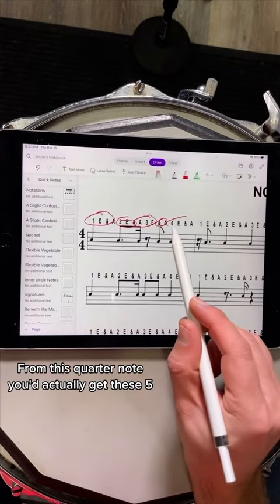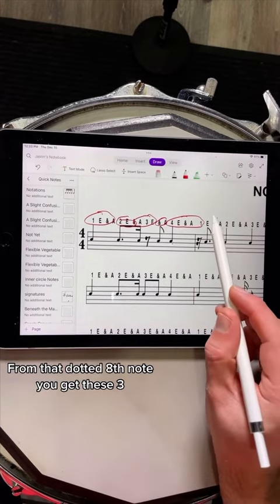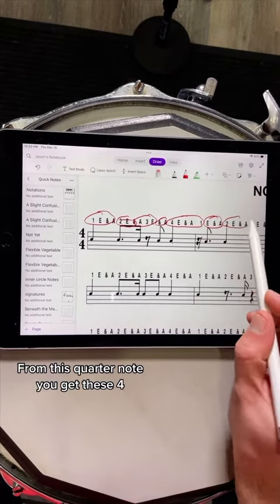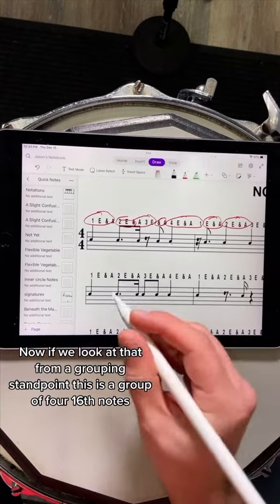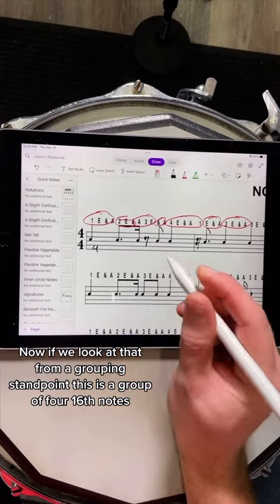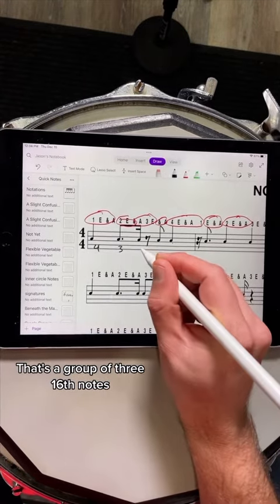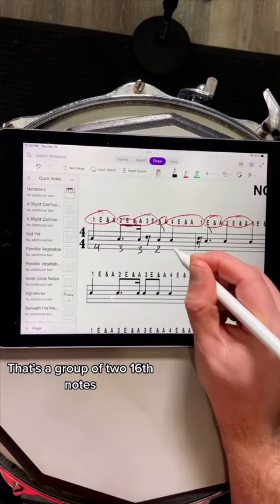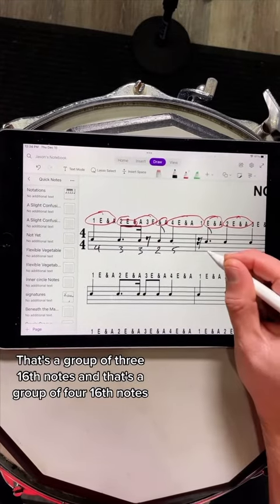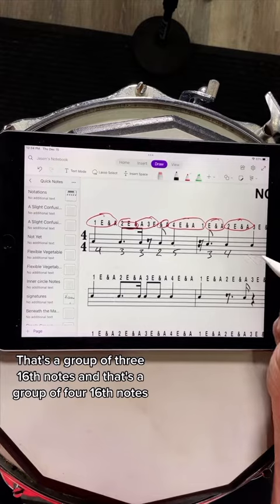From this quarter note, you'd actually get these 5. From that dotted 8th note, you get these 3. From this quarter note, you get these 4. Now, if we look at that from a grouping standpoint, this is a group of 4 16th notes. That's a group of 3 16th notes. That's a group of 3 16th notes. That's a group of 2 16th notes. That's a group of 5 16th notes. That's a group of 3 16th notes. And that's a group of 4 16th notes.